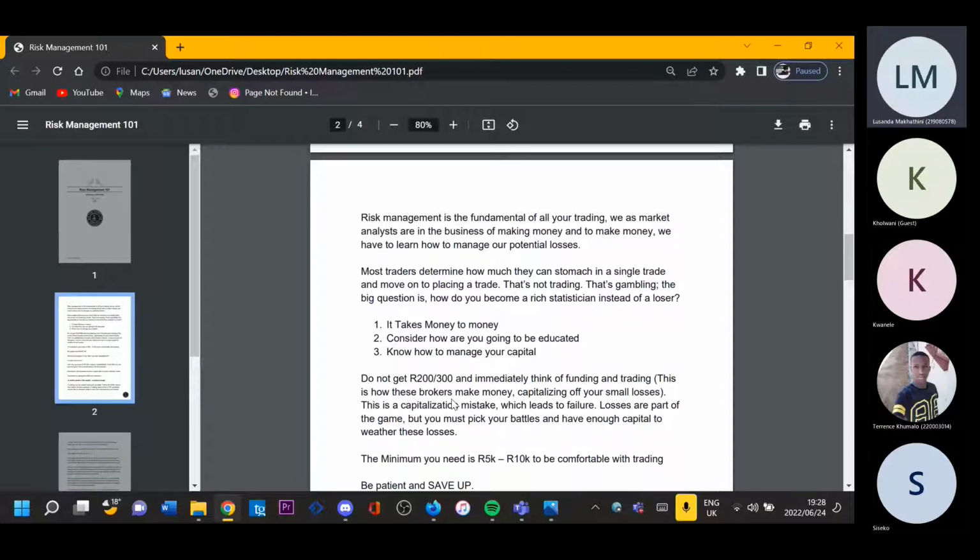Then you also need to consider how you're going to be educated. These days you have mentors, you have classes, and you have the internet. You can actually use all three. You can have a mentor, attend classes, and use the internet. There's a lot of stuff on the internet. Funny enough, when I started trading, I didn't see the need of a mentor at the time.